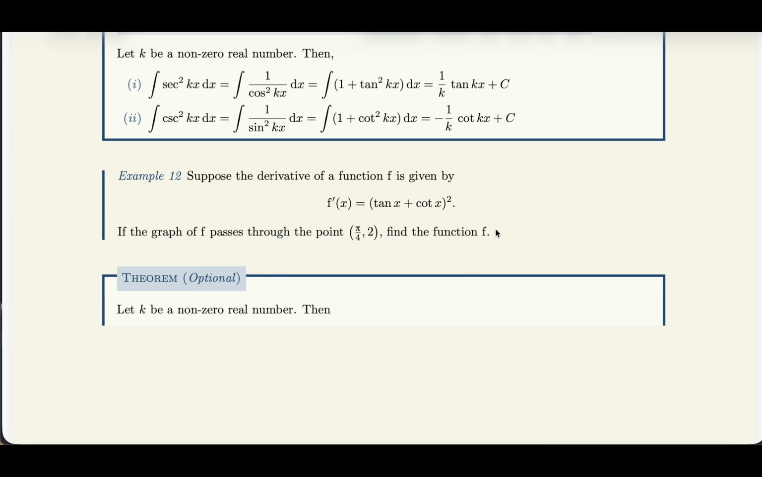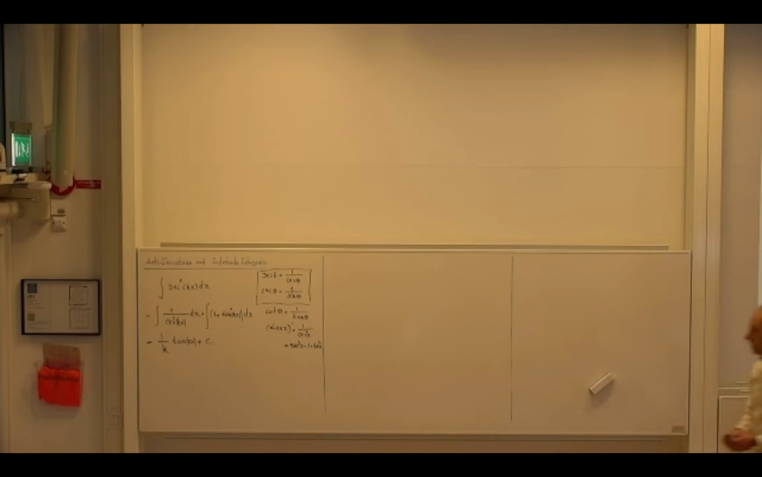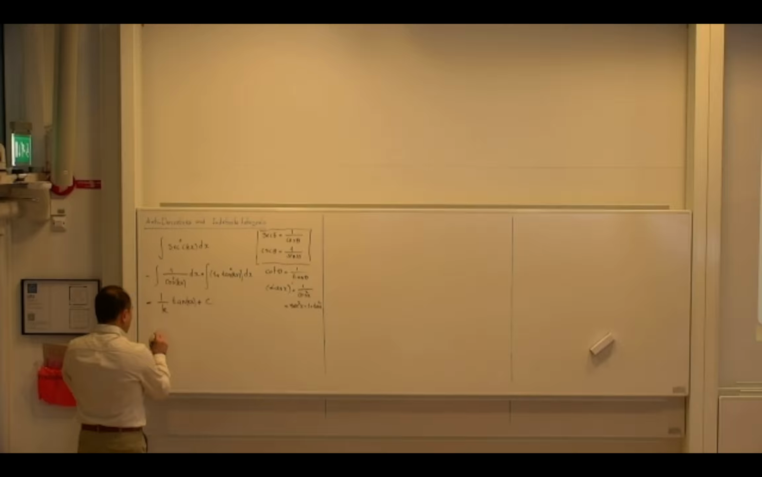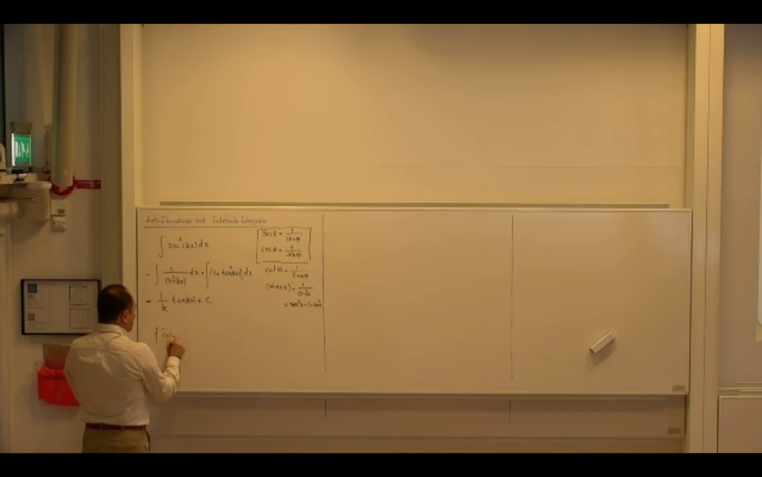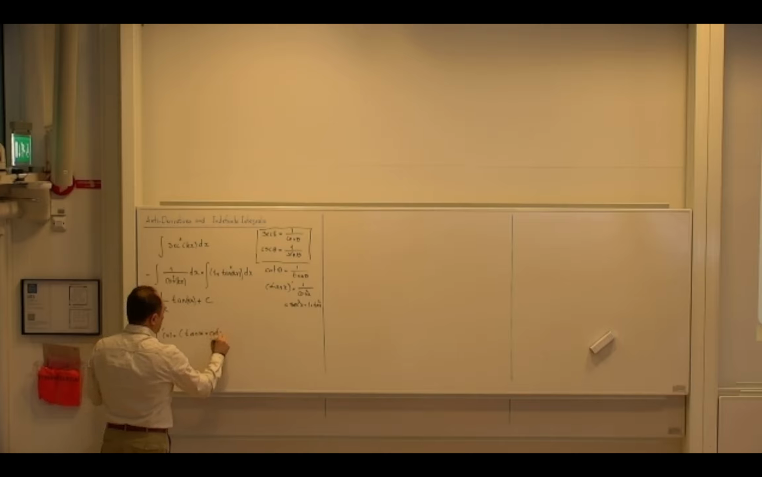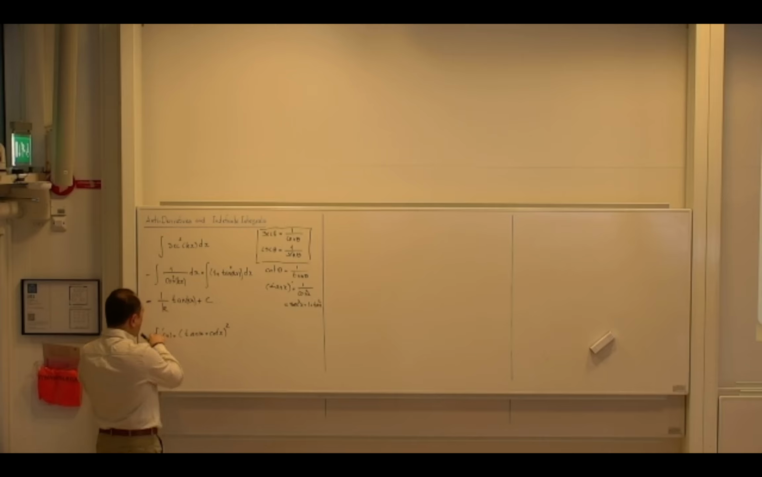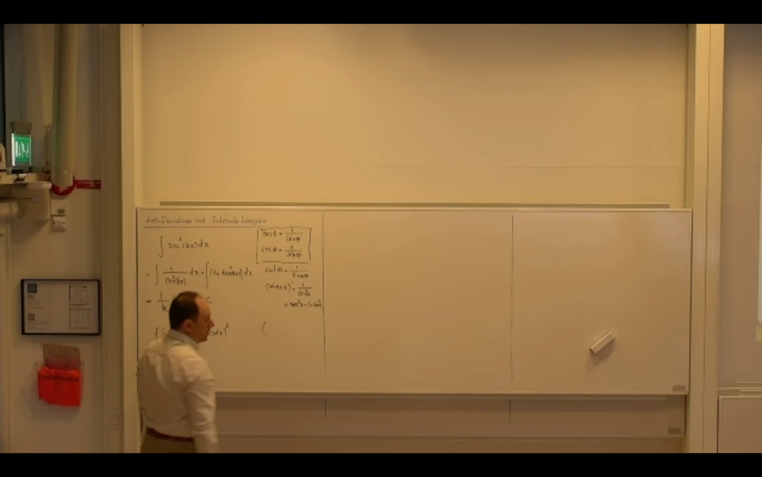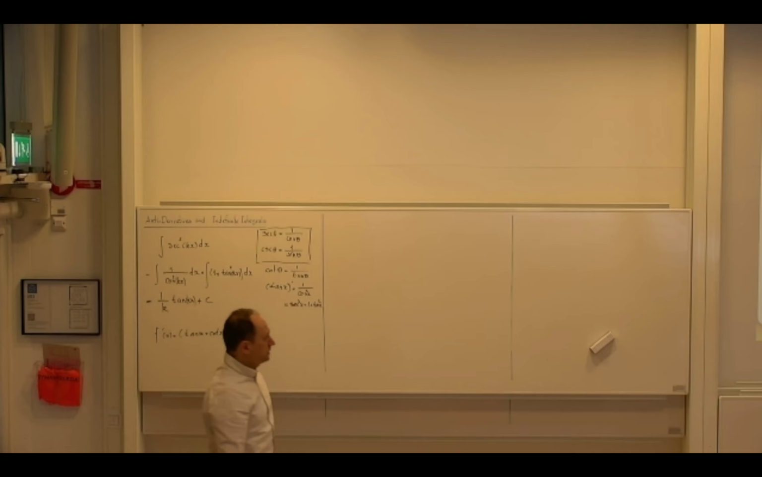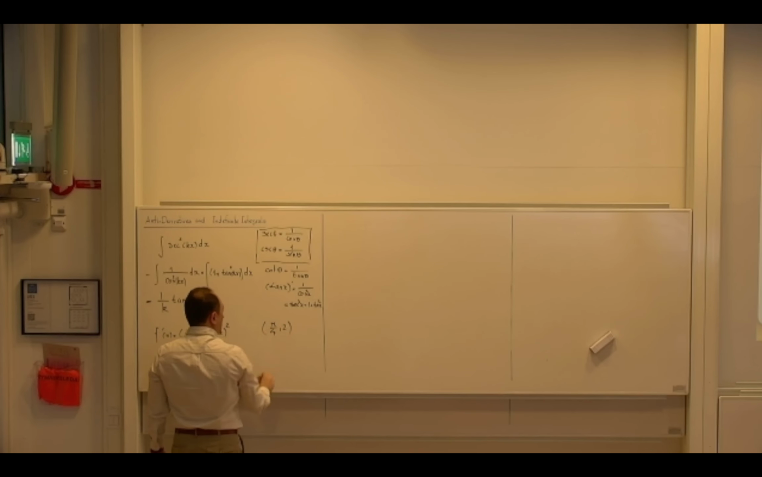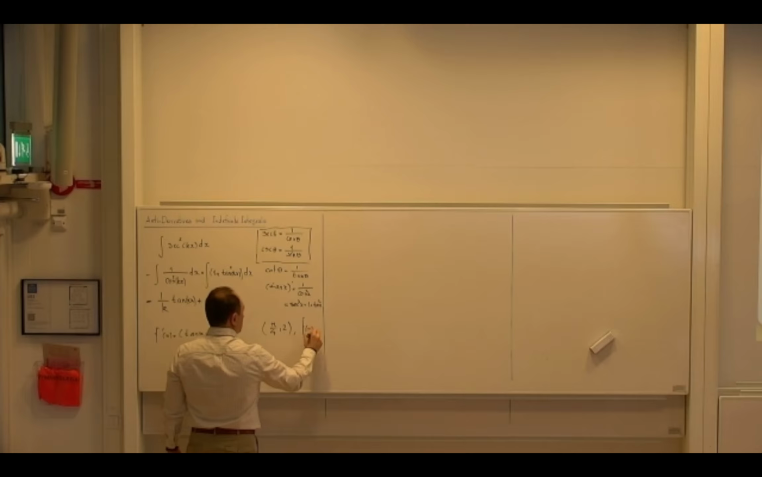Yes? It's a very simple problem, yes? The derivative of a function is given to you in the form of (tangent x plus cotangent x) to the power of 2. And we know that the graph of the function, not of f prime, the graph of the original function, is supposed to pass through one point. That point is pi over 4 and 2. And the question is, what is f of x?